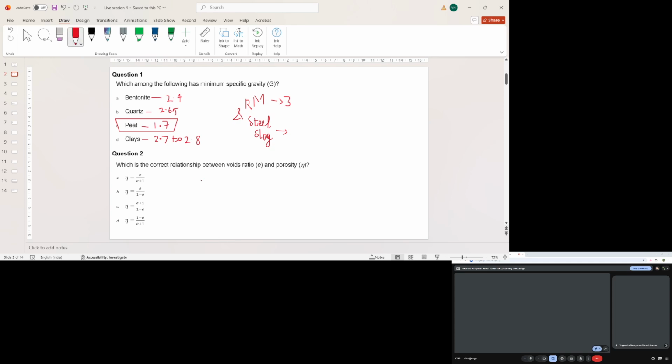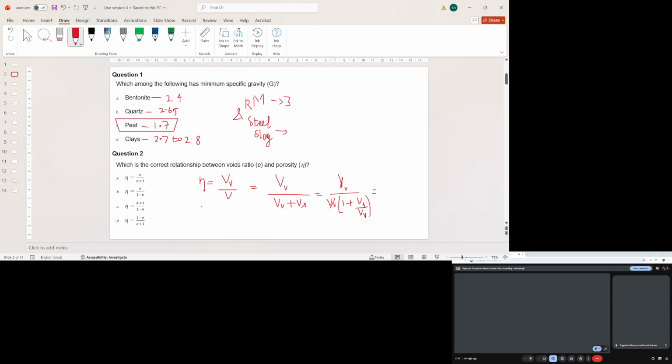So how do we write this? It is equal to Vv by total V, right? Now Vv divided by Vv plus Vs. That can be written as, take Vv out in common, 1 plus Vs by Vv, right? So this gets cancelled.